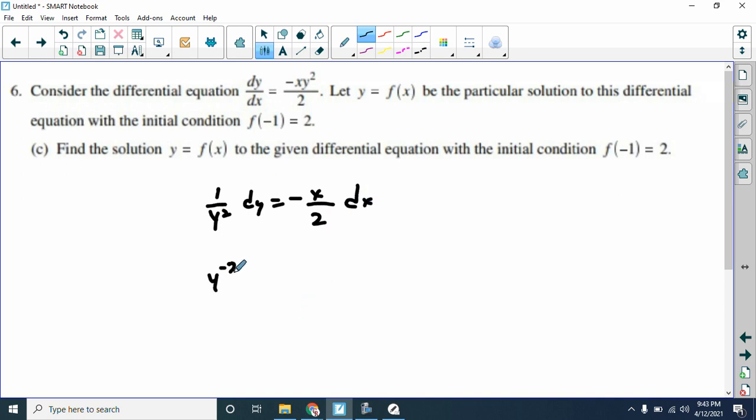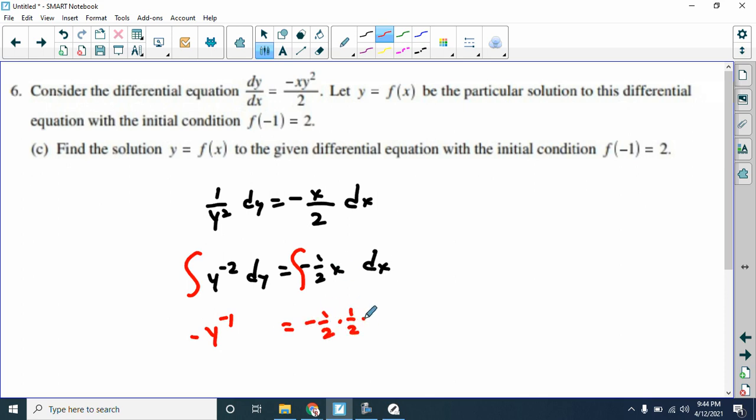I'm going to rewrite that as y to the -2nd, and this is -1/2 x. A little easier to integrate that way. Use the power rule. Notice the integral of 1 over y squared does not have a natural log in it. It's only if it's 1 over y, or 1 over u, or 1 over x. 1 over y squared we want to write as y to the -2nd, and then we can integrate using the power rule. The integral of x is 1/2 x squared plus c.